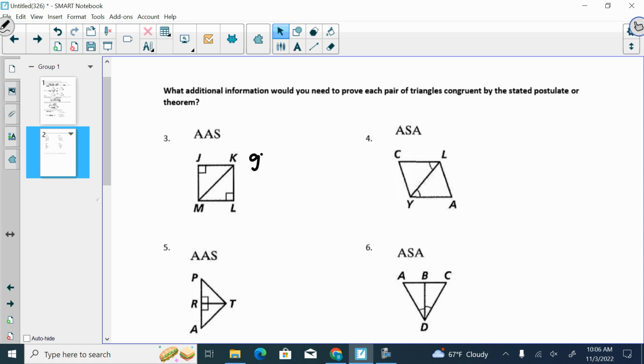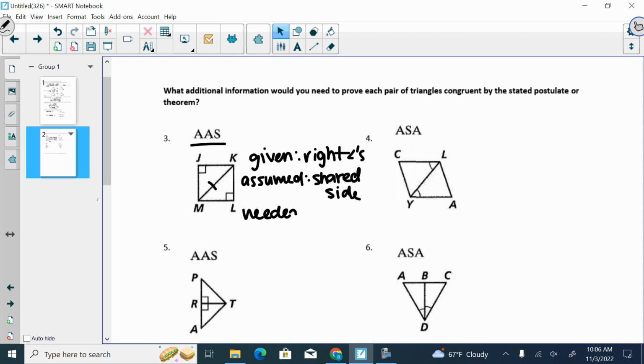Okay, so we were given, or they marked for us, the right angles. Okay, is there anything not marked that we can assume and we know is true? Shared side. Shared side, okay. So I can assume the shared side. Okay, and I'm supposed to be proving that these are congruent by angle, angle, side. So I still need one more what? Angle. Angle. Okay, so what's needed is another angle.